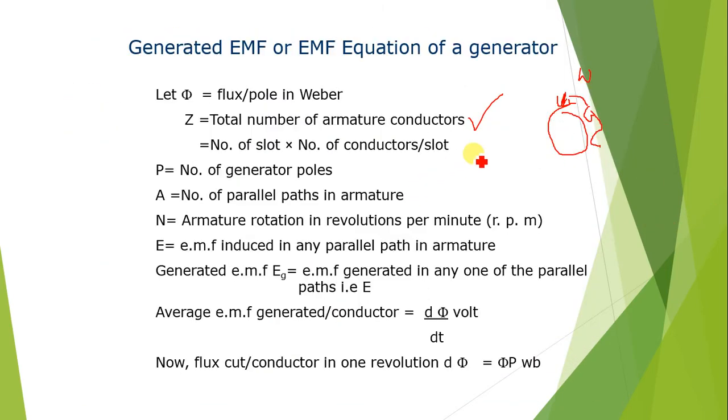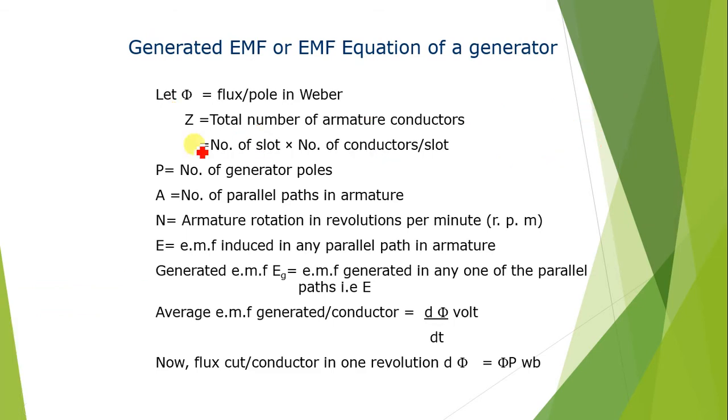In case of this armature, if the number of slots is 10 and each slot has 10 conductors, the total number of armature conductors will be 10 into 10. One slot has 10 conductors, the total number of slots is 10, so the cumulative conductors are 10 into 10. So the total number of armature conductors Z is the number of slots into the number of conductors per slot. Sometimes in numericals the number of slots and conductors will be given, and you have to calculate Z by simple multiplication.